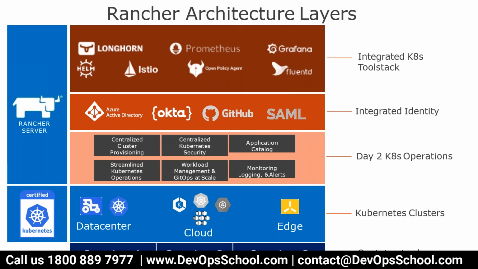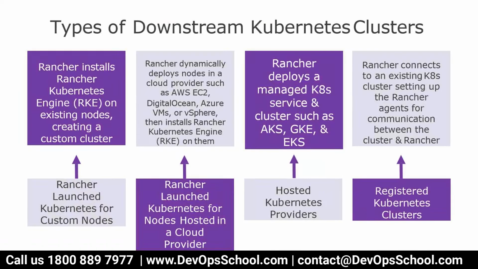On top of that, for identity, you can use Azure Active Directory, Okta, GitHub, or SAML. On top of that, you can use multiple tool sets for observability, monitoring, and all stuff like that. Longhorn, Istio, Prometheus, Grafana, and many more products you can use. Okay, so these are the layers of the architecture.